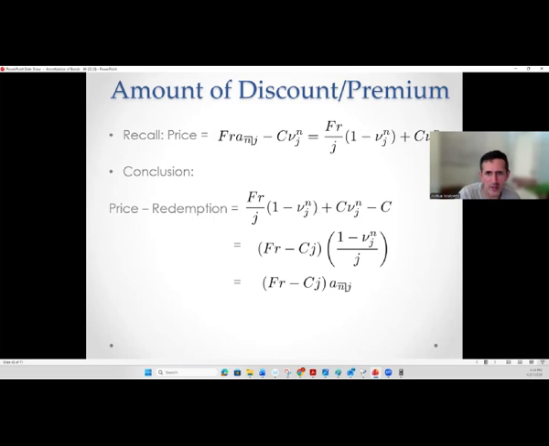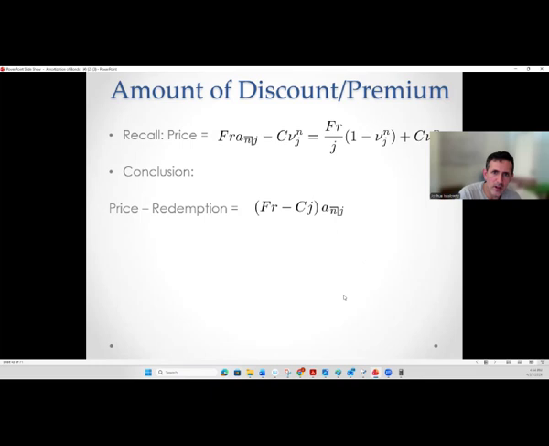There's really nothing to it. Just foil the FR, it's FR over j, 1 minus v^n, and then take this minus Cj times this. And you'll see the j's cancel. So all right.